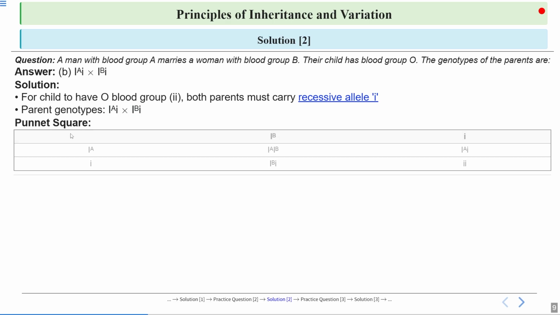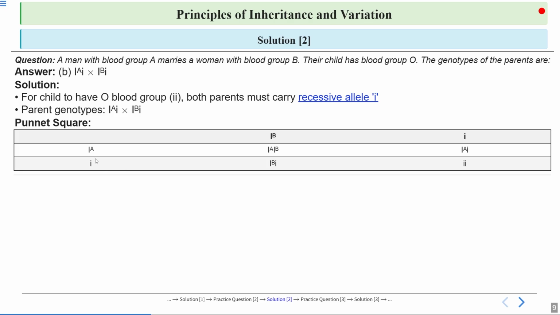Now you can make a Punnett square, and after analyzing it, you can see one of the children has the small i genotype, so this child will have blood group O. The genotype of another offspring is IA IB, which is AB. One of the offspring will have IA i, which is blood group A, and one of the offspring will have IB i, and the blood group will be B here.